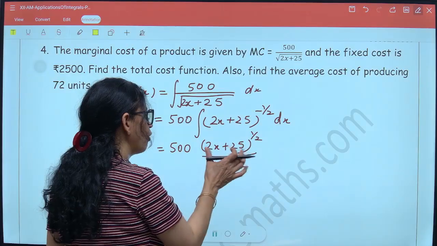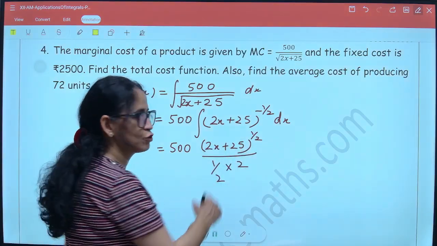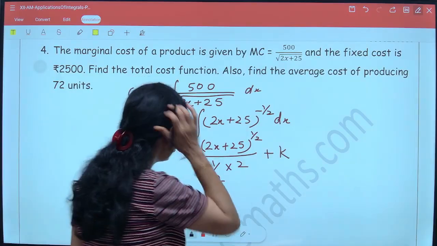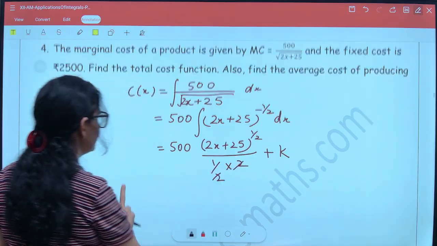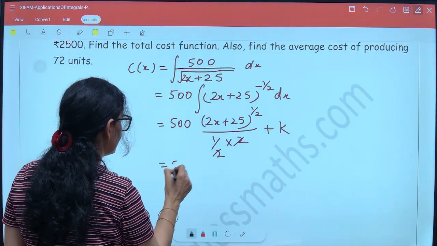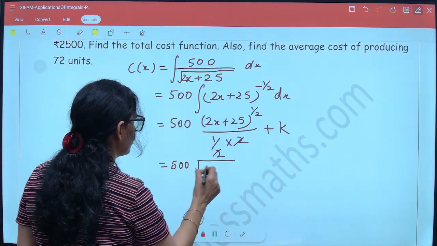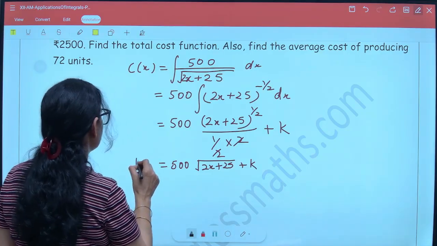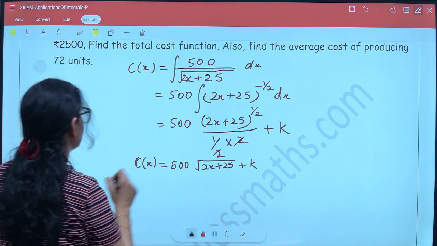So the coefficient of x in this polynomial also needs to be taken here in the denominator, plus the constant of integration. Now this 2 gets cancelled and we are left with 500 square root of 2x plus 25 plus the constant. So this is the cost function that we get.